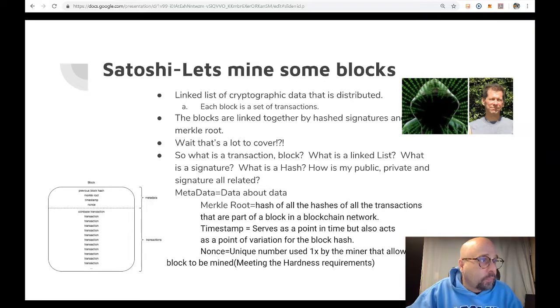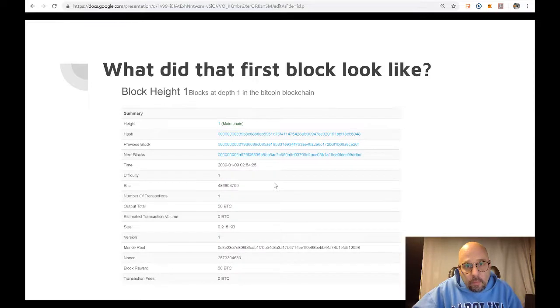Okay, all right. The mining that we see here is just a linked list of cryptographic blocks, and that's what we see there. All right, so let's see here. Ready to move on. So what did that first block look like? We went in and just kind of did this already.